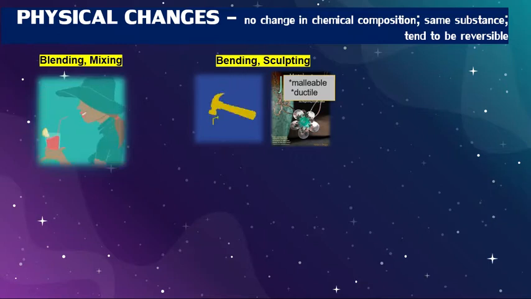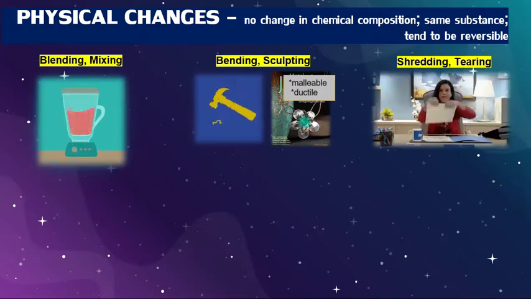Ductile is when you can take metal and make it into thin wire. So if you explore electrical wiring and you understand what it's made of, it's usually made out of metal because not only are metals ductile, but they're also excellent conductors of heat and electricity.